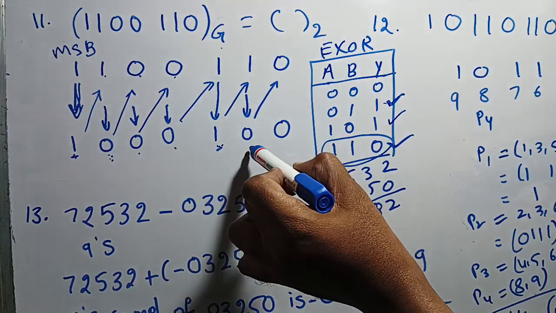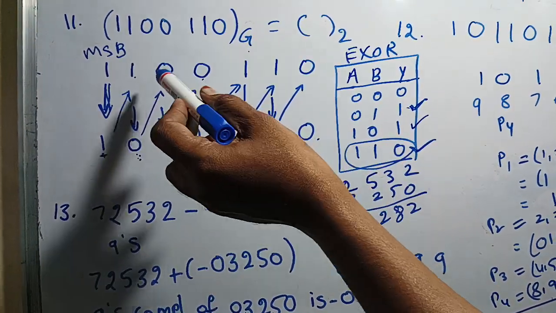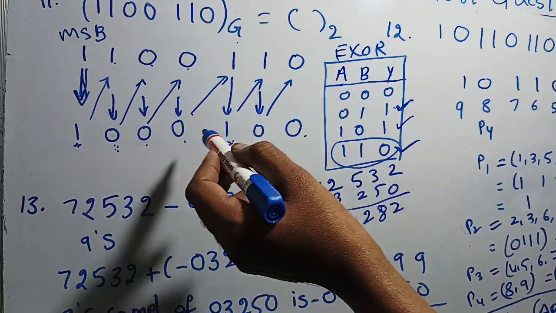Again 1 XOR 1 is 0. Same bits, 0 XOR 0 is 0. This number is the Gray to binary conversion.